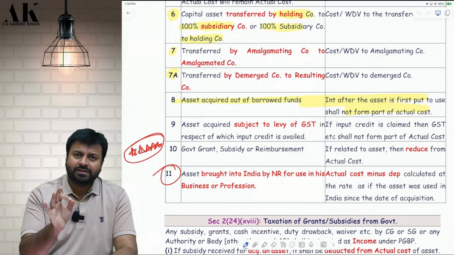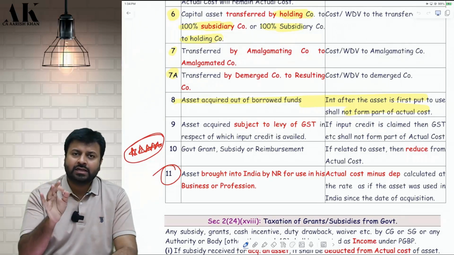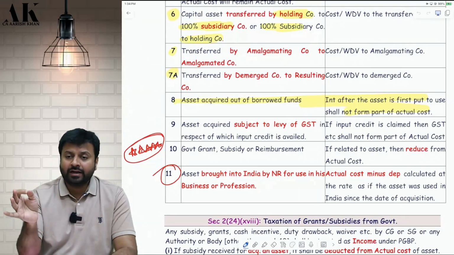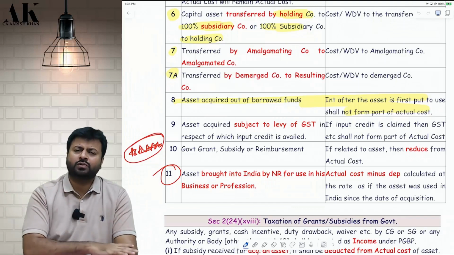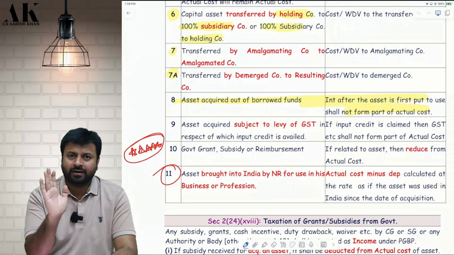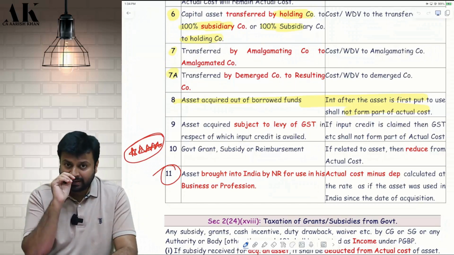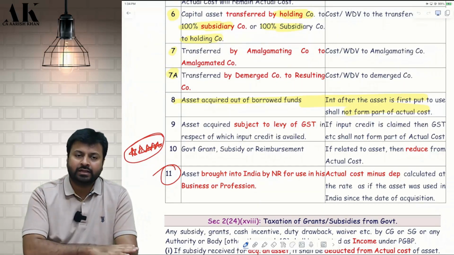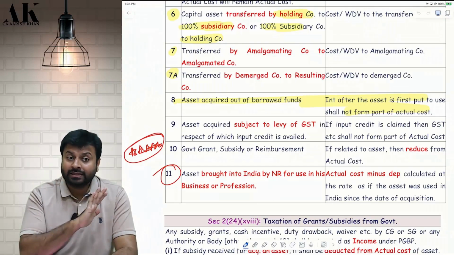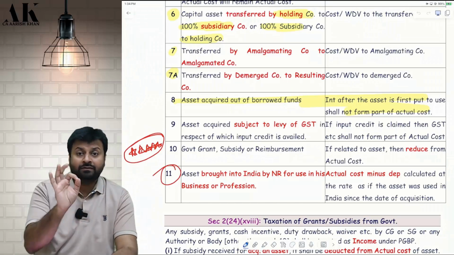Therefore, whether it is a subsidy relating to an asset, a grant relating to an asset, or a reimbursement relating to an asset, if it is related to plant, machinery, furniture, or building, reduce it from the actual cost. Now keep one thing in mind: Explanation 10 very precisely mentions only these 3 things. Apart from subsidy, grant and reimbursement, nothing else is mentioned in Explanation 10. Be very careful about it.